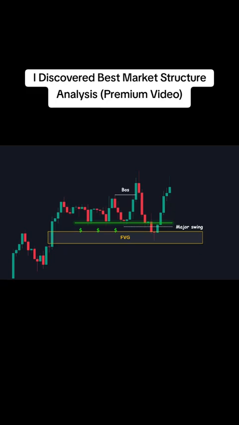Before we wrap up, always remember that while identifying fair value gaps and shifts in market structure are powerful tools, mastering smart money concepts requires patience and consistent analysis. No single strategy is foolproof, but by refining your understanding of these concepts and combining them with proper risk management, you can significantly improve your edge in the markets. Keep studying the charts, stay disciplined, and let smart money lead the way.